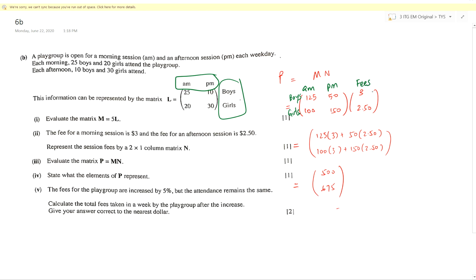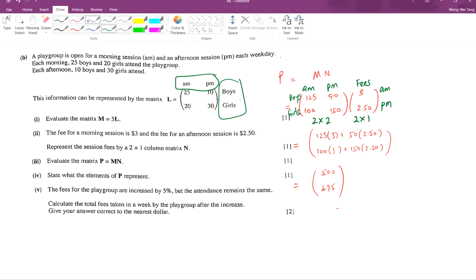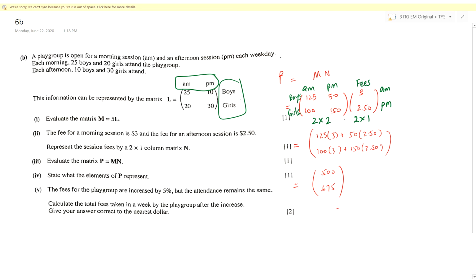Now the 3 over here represents morning session, so you can call it AM also. The afternoon session, PM, 2.5. So PM over here. We recall that when we do our matrix multiplication, the first matrix is a 2 by 2. The second matrix is a 2 by 1. Our resulting matrix is going to be 2 by 1. So effectively, we are cancelling away these two inner values.